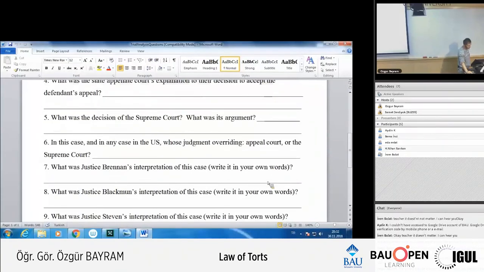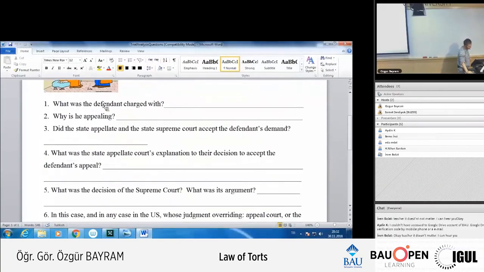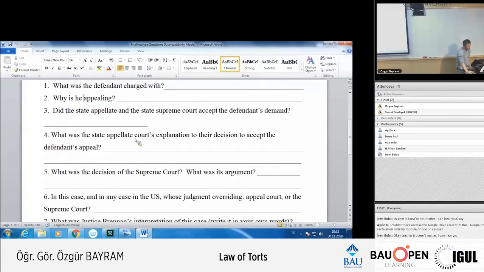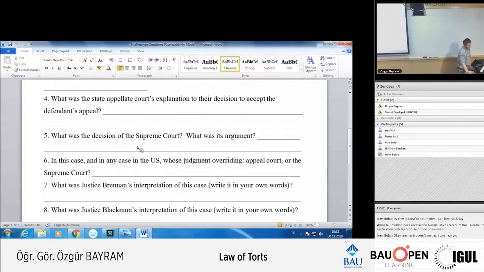I need to help you so we can finish it. So the defendant was charged with second degree murder. Why is he appealing, as we talked about? Yes, he couldn't lie, he wanted to lie. Three, yes, they did. They accepted, yes. What was the state's cross explanation? The Sixth Amendment was not infringed upon or violated. Sixth Amendment was not violated.